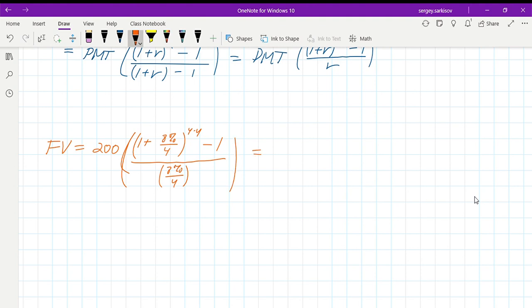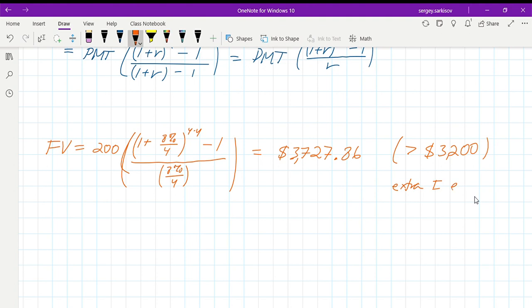Let me do the calculator real fast. So 0.08 divided by 4 is 2%. So 1.02 to the 16th power, minus 1. Then we divide that by 0.02, and multiply that by 200, and we get $3,727.86. Now, that's bigger than the 3,200 we were actually putting in. Just keep that in mind. So we did win. And how much did we win? 527. So we got extra interest earned.